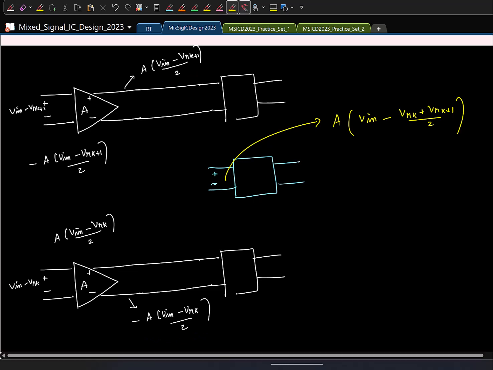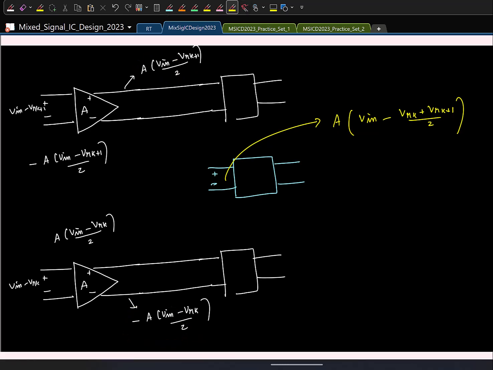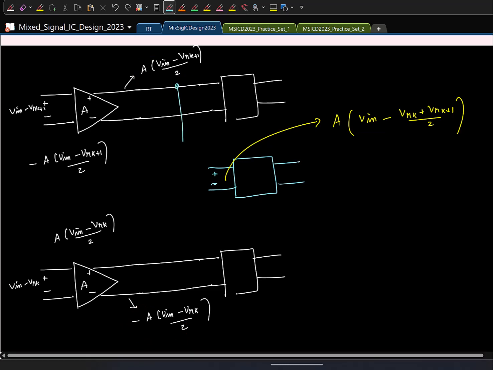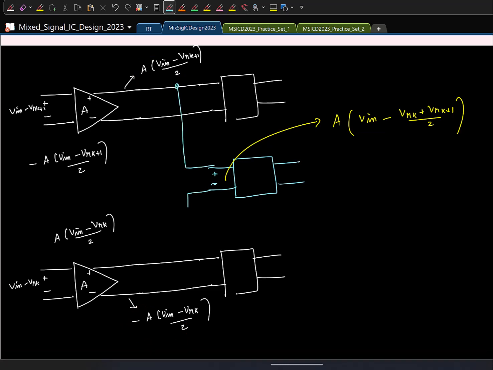Right? So here if I take the difference of these two, A Vin by 2 and minus of minus A Vin by 2, we get A Vin, and similarly you will get the required reference also. So what you have to do is this: connect this to here, this to here, and you get a free extra piece of information. So you get a simple 2x interpolation here.